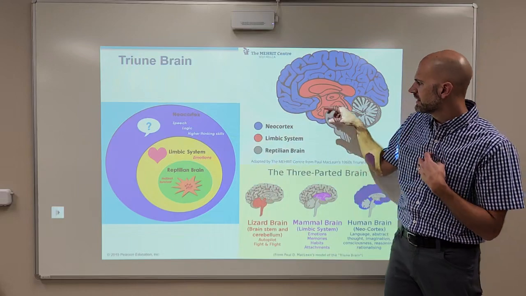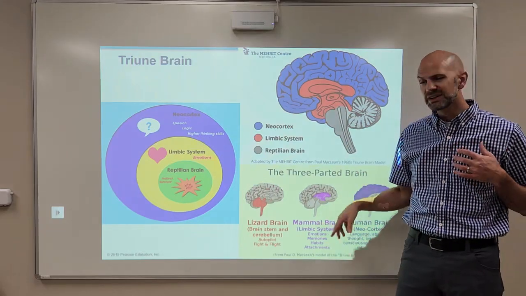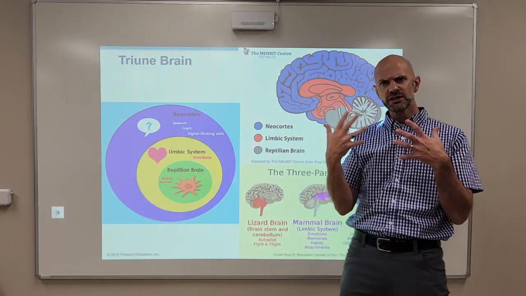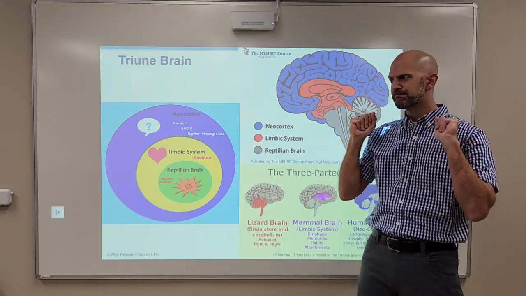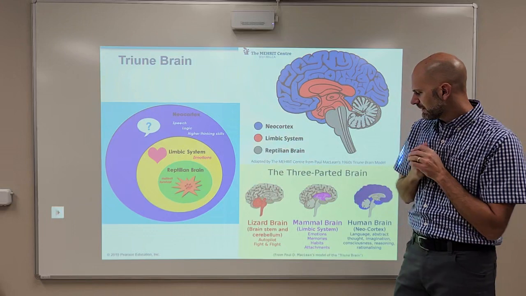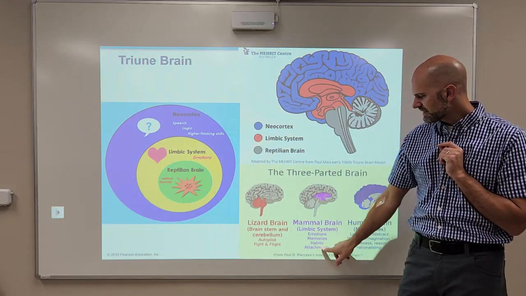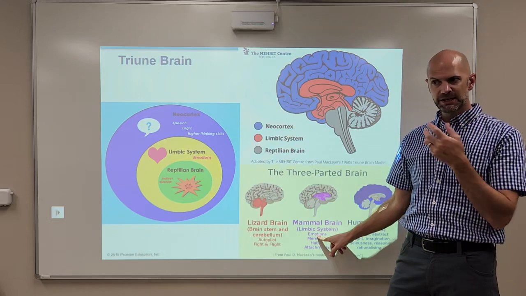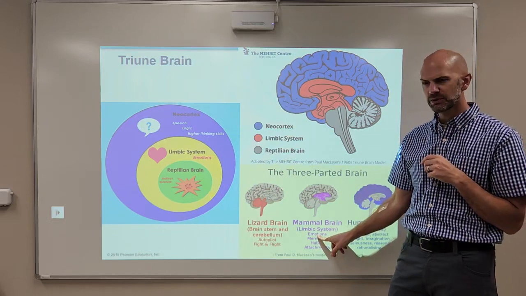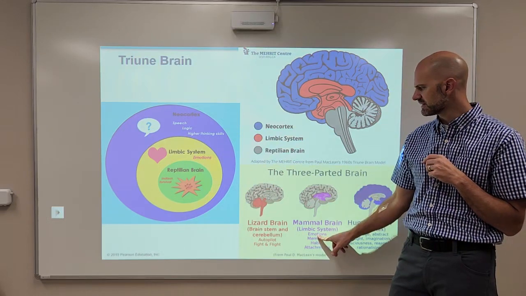The mammalian brain or the limbic brain is more about social interaction, how we regulate mood and memory, emotions, memory, habits, and attachments. So social interactions, and really kind of communication as well to some extent.